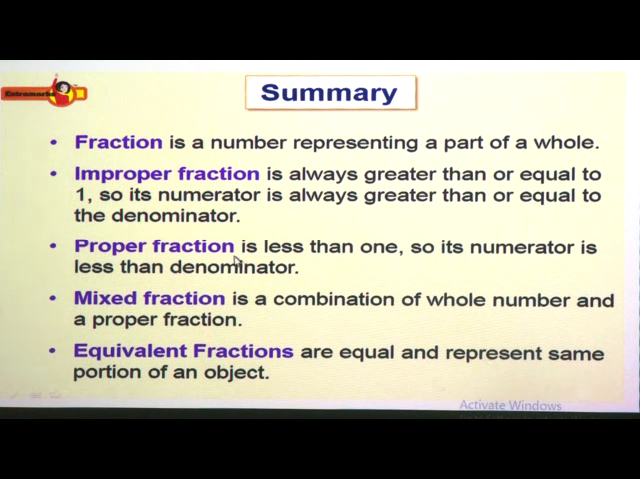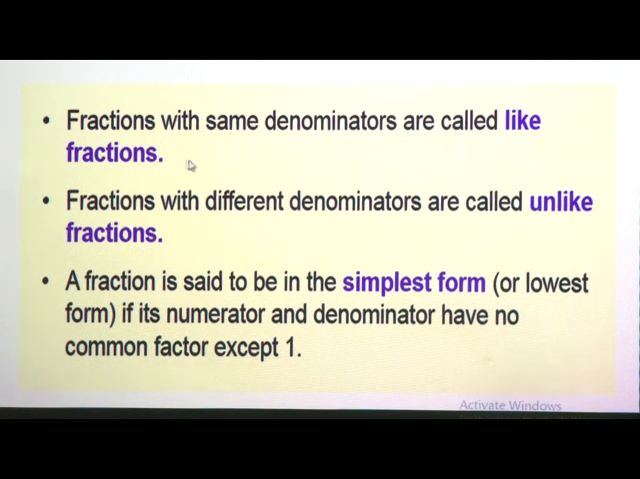Proper fraction. Proper fraction is less than 1. So its numerator is less than the denominator. Mixed fraction. It is a combination of a whole number and a proper fraction. Equivalent fractions are equal and represent the same portion of an object. Fractions with same denominators are called like fractions. Fractions with different denominators are called unlike fractions.